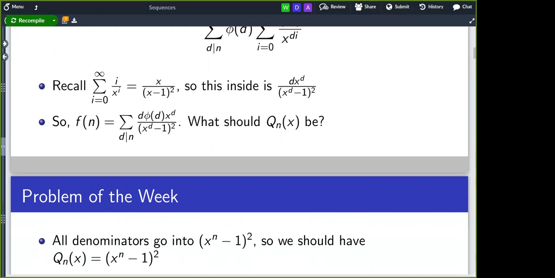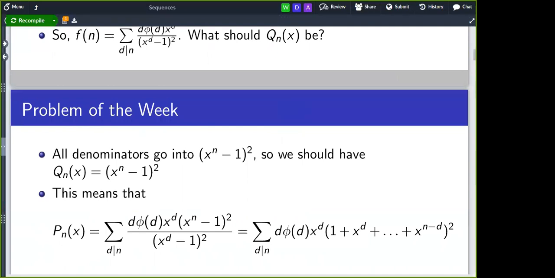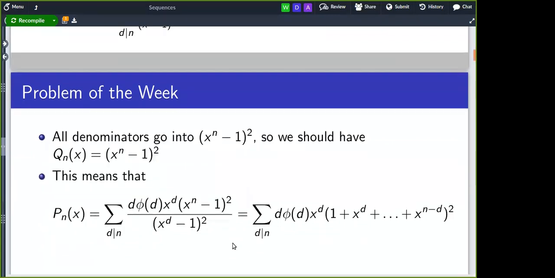So since we found our common denominator, we can go ahead and multiply our expression by qn. And if we do that, we should get pn. That means pn of x is going to be the sum of d divides n of d times phi of d times x to the d over x to the d minus 1 squared, and then we multiply by qn, which is x to the n minus 1 squared. So the d phi of d, x to the d are already in simplest form. But note that x to the n minus 1 squared over x to the d minus 1 squared is actually the square of a geometric series.